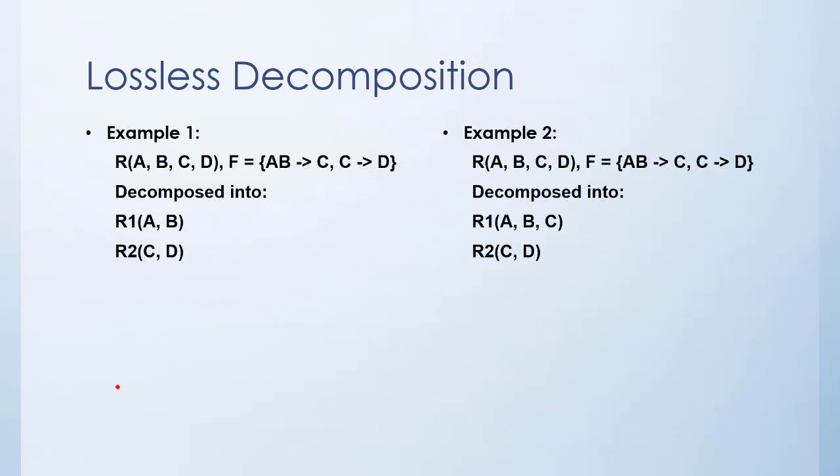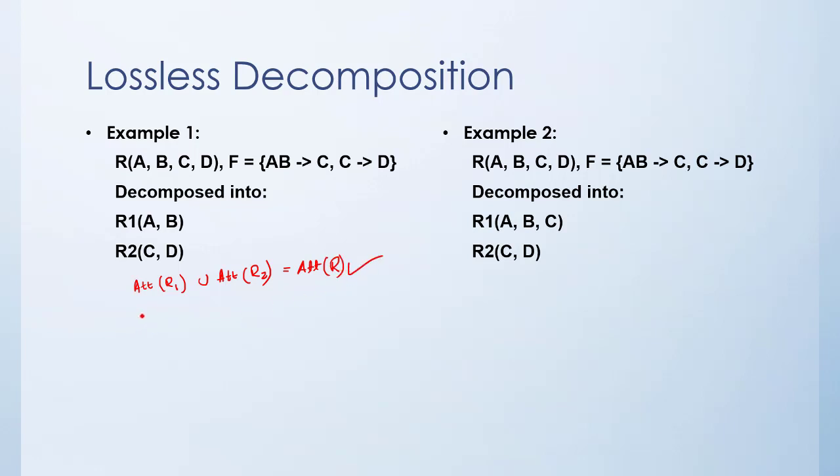Example 1: we have one relation R with the attributes A, B, C and D, where the functional dependency is given by AB determines C and C determines D, and it is decomposed into R1 with the attributes AB and R2 with the attributes C and D. So attribute of R1 union attribute of R2 gives me attribute of R. So the first condition has been satisfied.